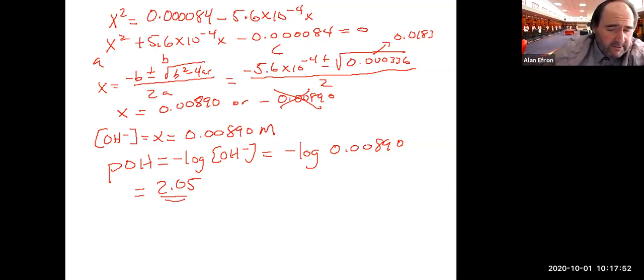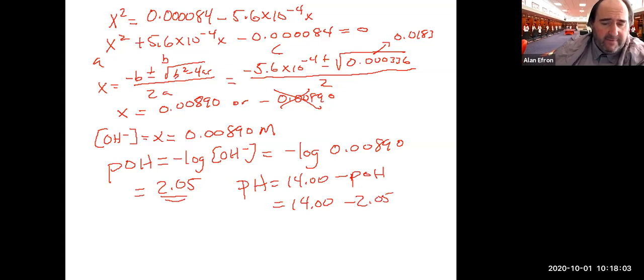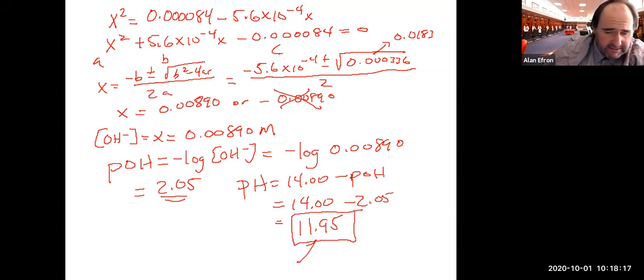So we do need to do the pH is equal to 14 minus the pOH, and that would get us 14 minus 2.05. So 14 minus 2.05, try that again, is going to give us a pH of 11.95. And that does make sense since this is a base, and a pH of 11.95 is definitely basic.